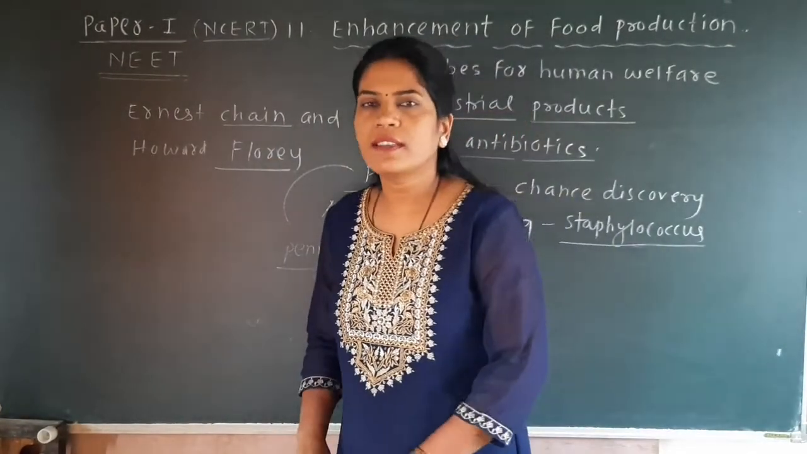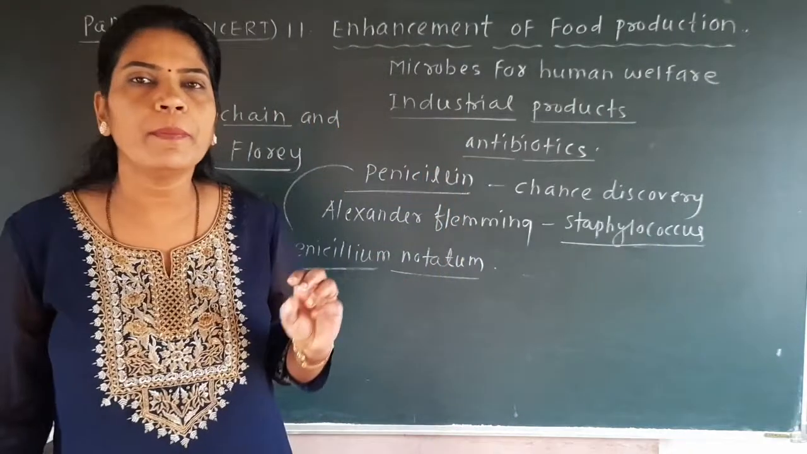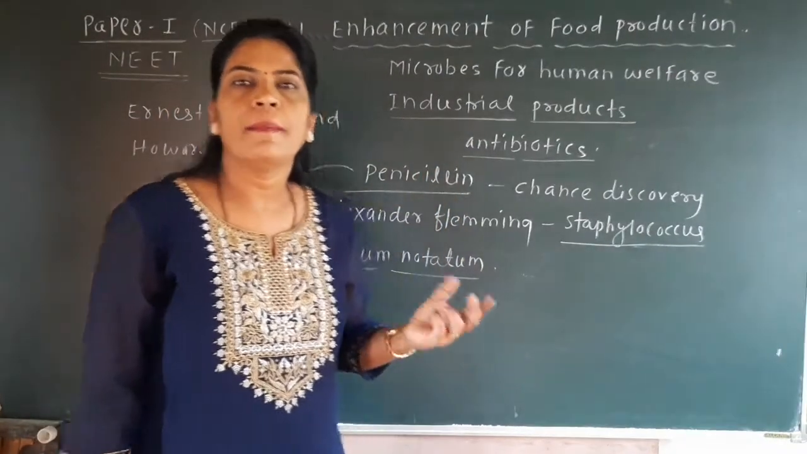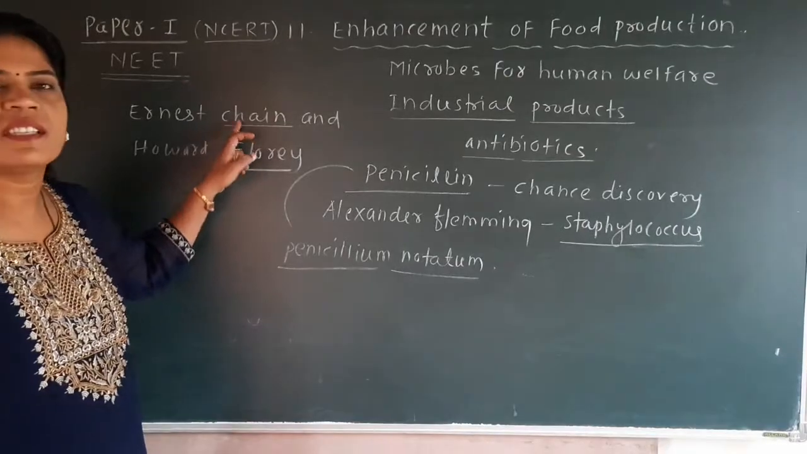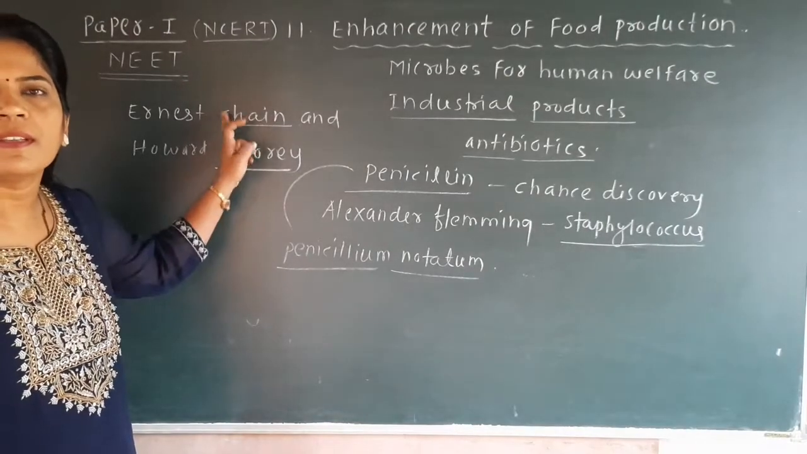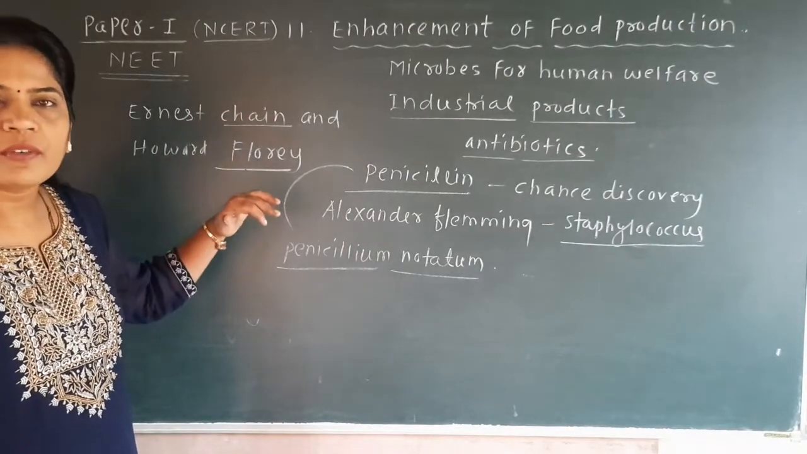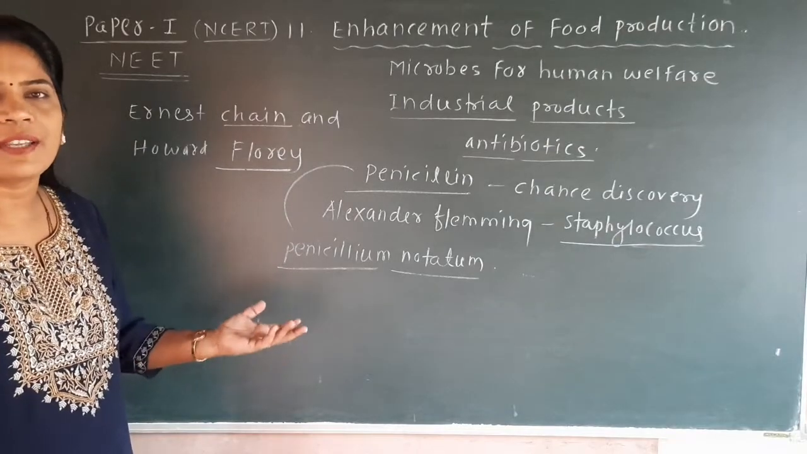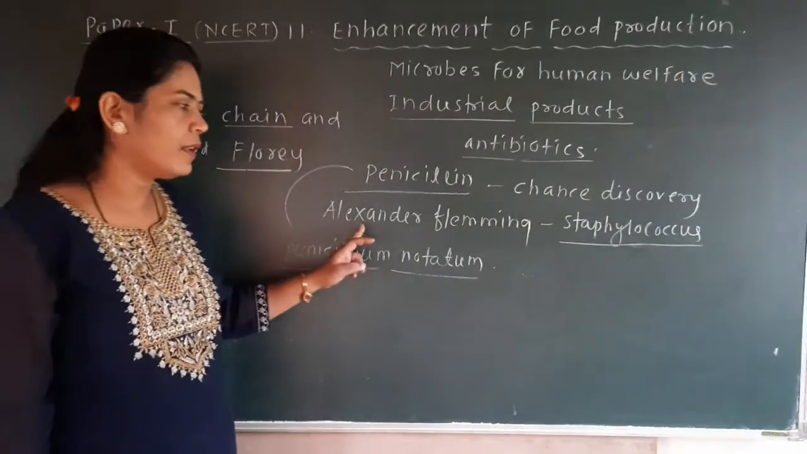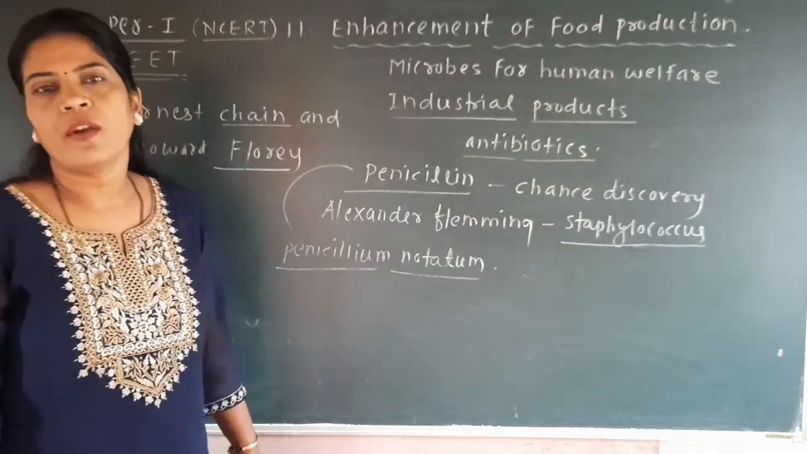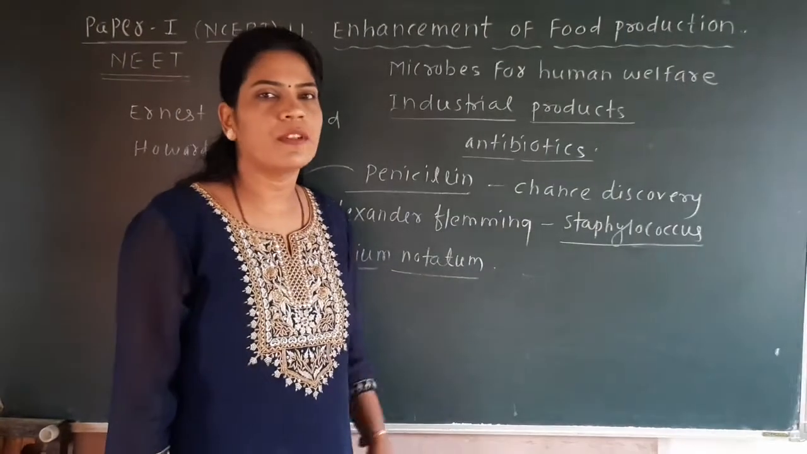So if the question is that the full potential of the antibiotic was shown by scientists, then you have to remember Chain and Florey. And if the question is who discovered the antibiotic, then you have to give the name Alexander Fleming, on which bacteria? Staphylococcus bacteria.